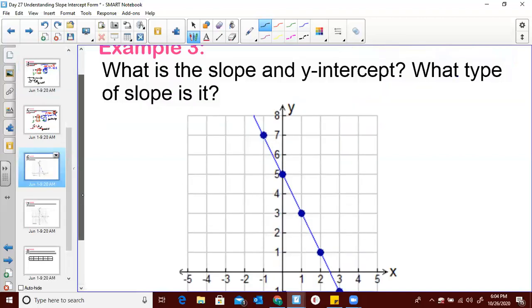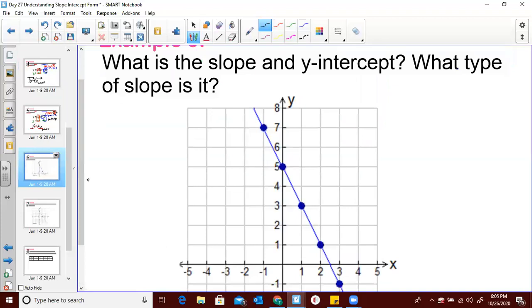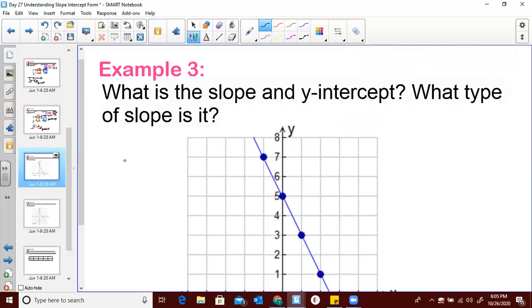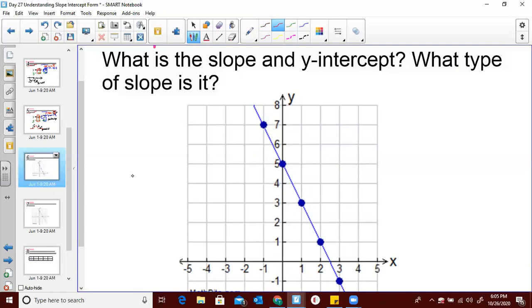All right, so what is the slope and y-intercept? What type of slope is it? All right, so here they don't give us our slope-intercept form. They don't give us our y equals mx plus b. But there's a bunch of stuff that I can tell right away. So we know that our slope is going to be m, and we know that our y-intercept is going to be b.